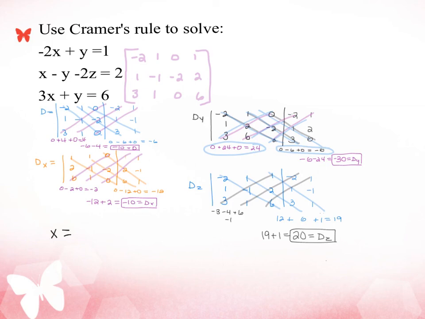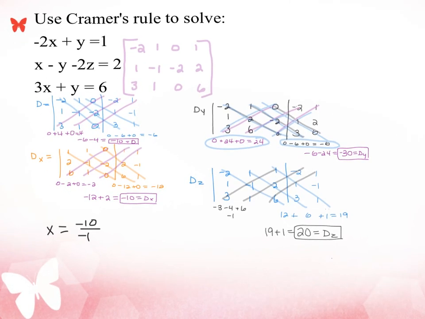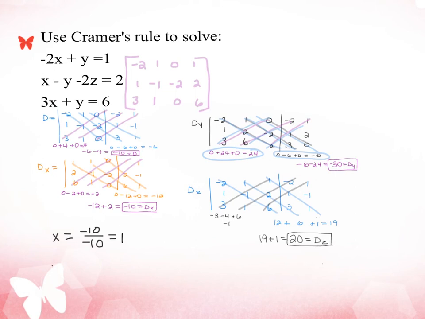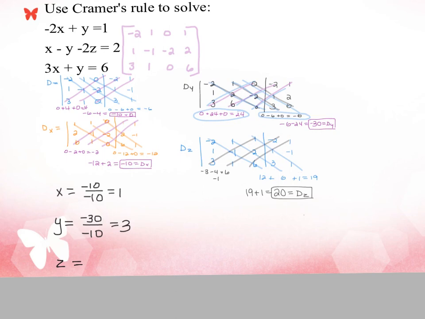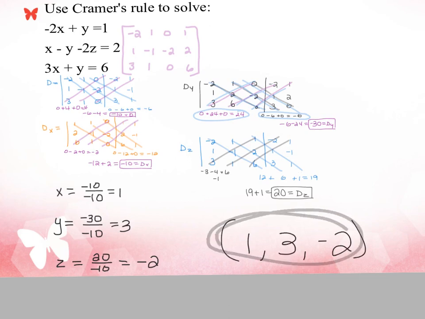So the x would be d sub x, which is -10 over d, which is also -10. That's 1. The y is d sub y, which is -30 over d, which is -10. And the z is d sub z, which is 20 over d, which is -10, and I get -2. And I get 1, 3, -2. Again, can be easily checked by plugging them back in. It would have to work for each individual equation.